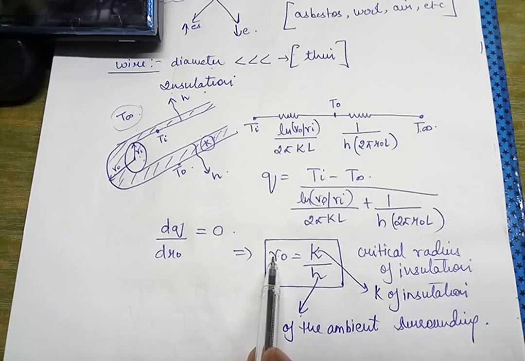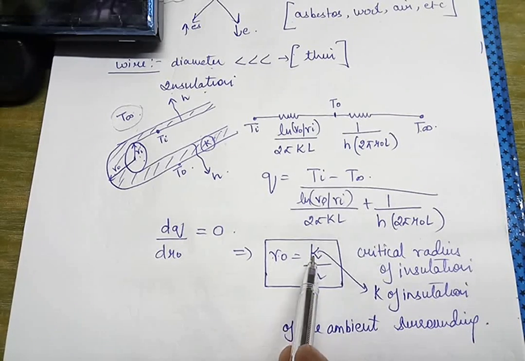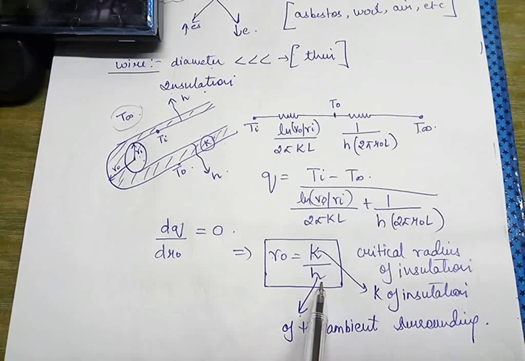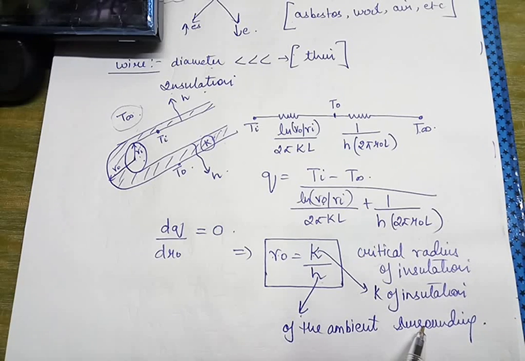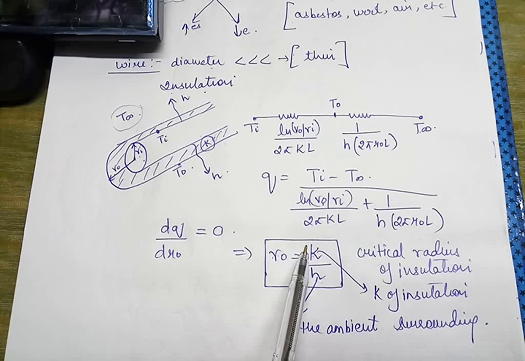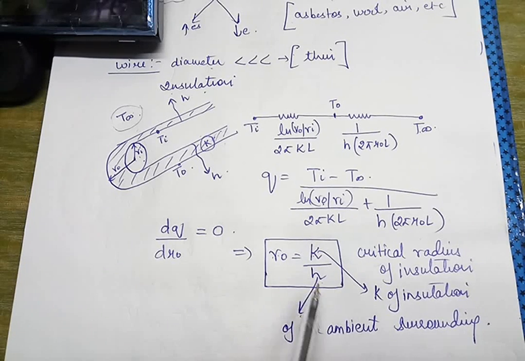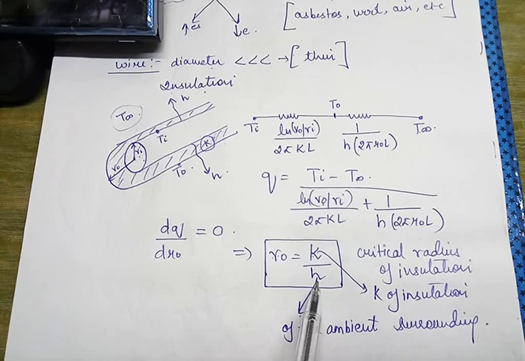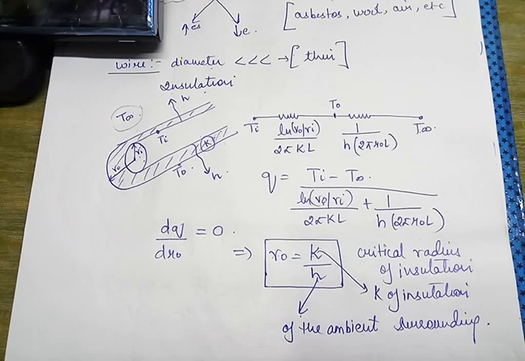Okay, so R naught represents the critical radius, K is the thermal conductivity of the insulation, and H is the convective heat transfer coefficient of the ambient surrounding. This formula has been obtained by treating all other parameters to be constant. H is also considered to be constant here.